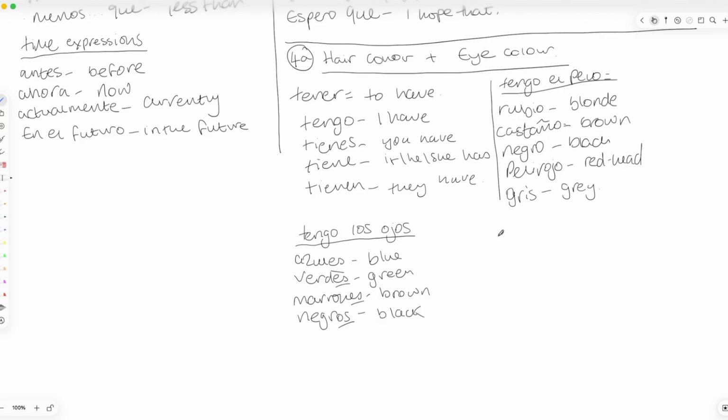One more thing as well, actually, go back to the hair. We can talk about the style and the length. So el pelo corto, short. Largo, long. We can say rizado, which is like curly. Liso, straight. Ondulado, wavy.